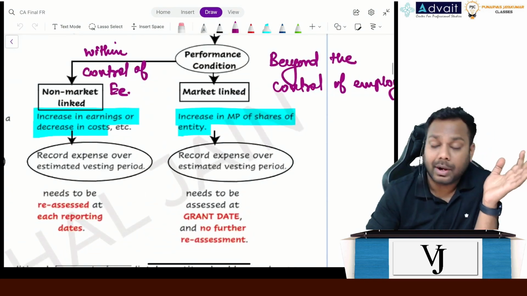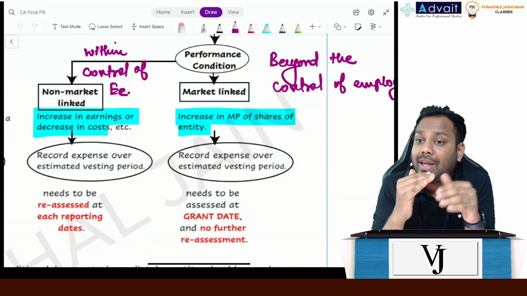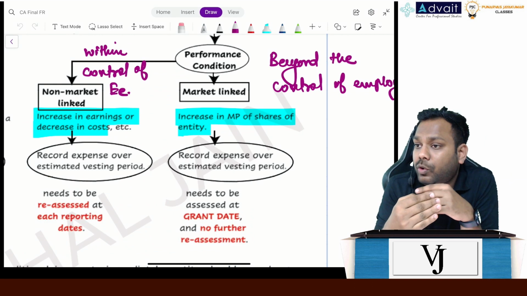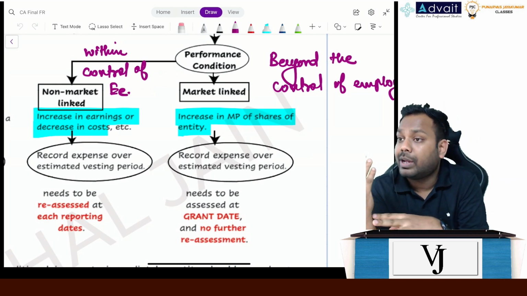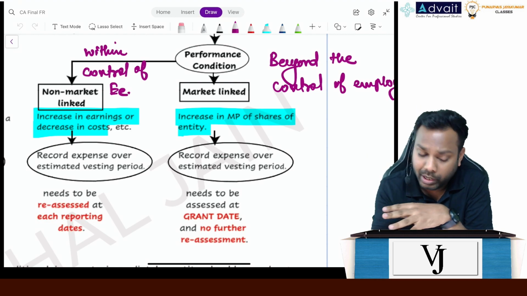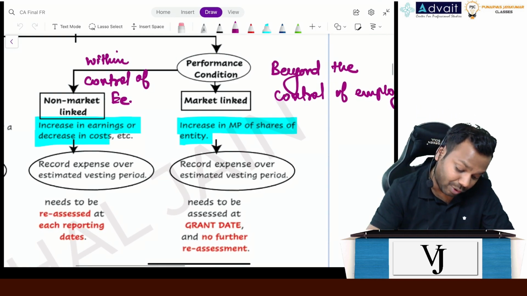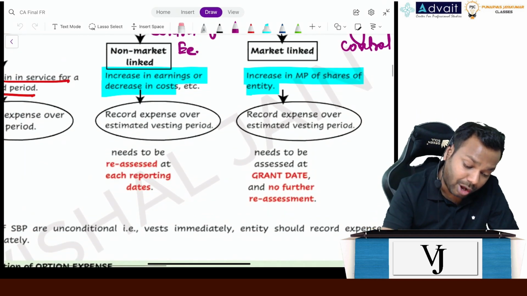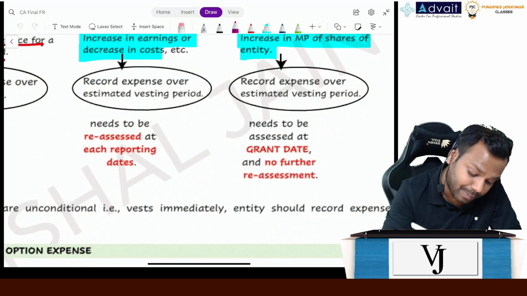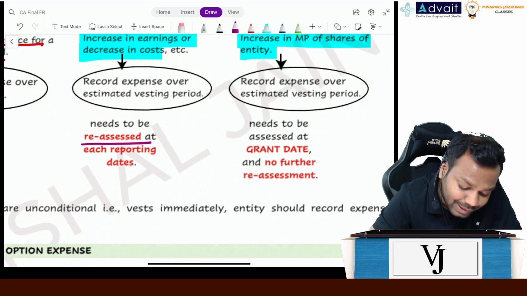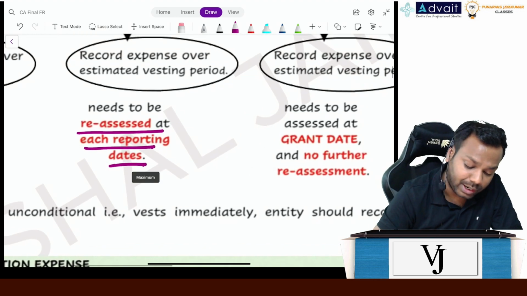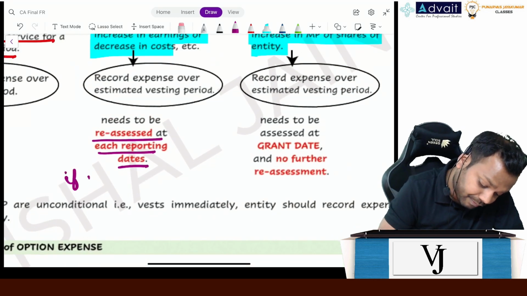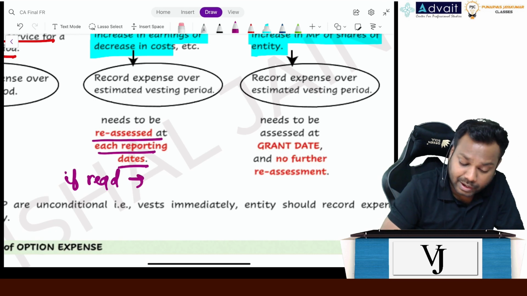But when it's a non-market linked condition, if the estimate changes, you will reverse the expense also. If the estimate changes subsequently, you can book the expense in the third year. So basically, for a non-market condition, you have to reassess at each reporting date, and if required, reverse also.